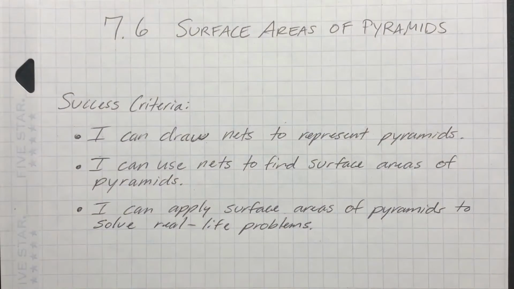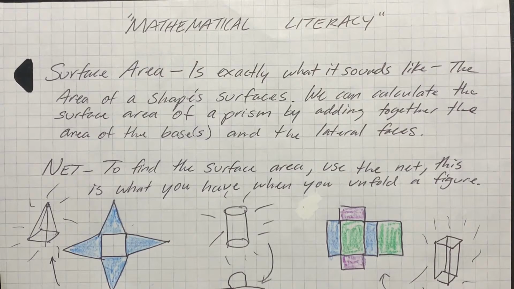Alright, so with 7.6 surface areas of pyramids, our success criteria is that we're going to be able to draw nets to represent pyramids. We're also going to be able to use nets to find surface area of pyramids. And also we're going to be able to apply surface areas of pyramids to solve real life problems. As always, we have our mathematical literacy. Now we have surface area and we have nets.